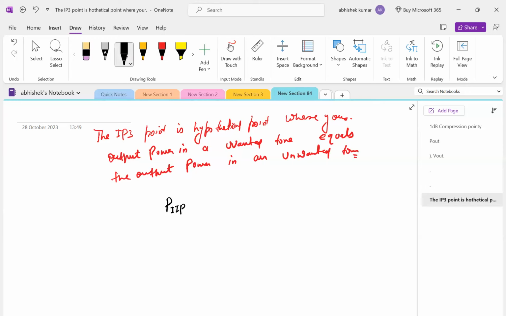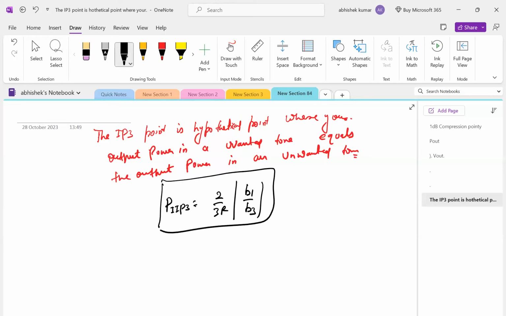There are formulas for PIIP3 also. The PIIP3 formula is 2 by 3R divided by B3, your third-order coefficient. And what is your P output? P output is gain into PIIP3. Any doubt in these things? Then ask me. This is your third-order intercept point.